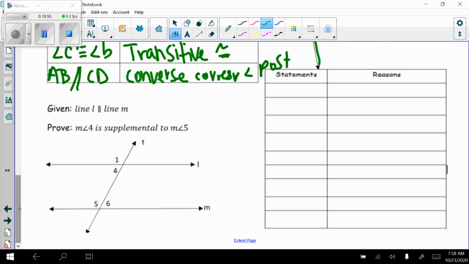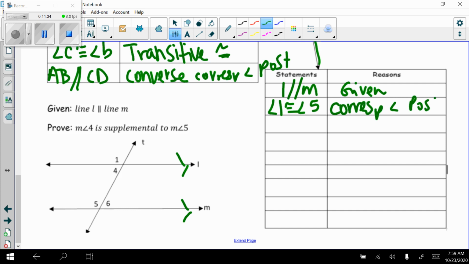So here, given line L parallel to line M. So L parallel to M, given. So I know this is this. They want me to prove that angle 4 is supplemental to angle 5. Okay, so let's see how I can get some of these angles in here. I can say that angle 1 is congruent to angle 5. That gives me angle 5 in my proof. I know that because they are corresponding angles. So by the corresponding angle postulate.